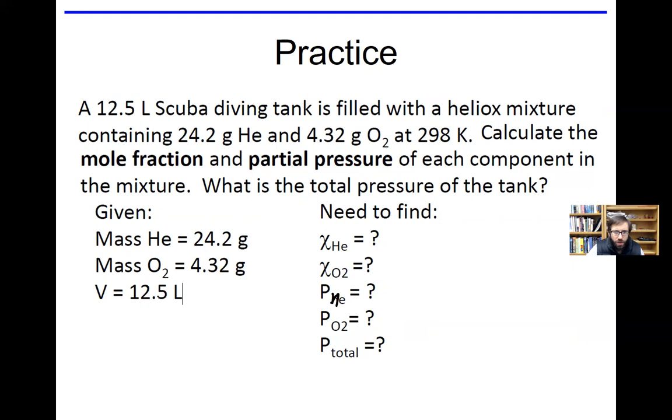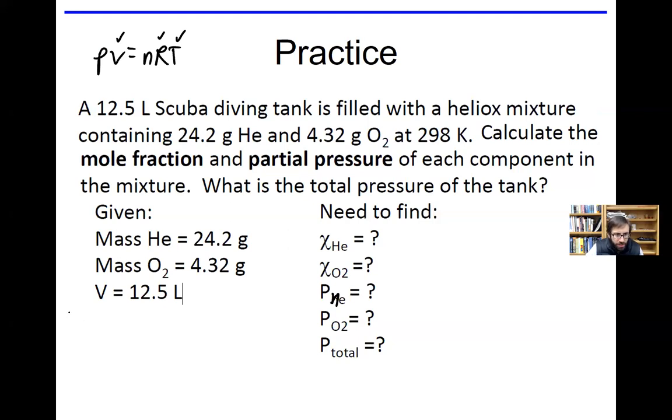And so we need to first calculate the total pressure. How are we going to calculate it? We're going to use P equals nRT, of course. And what do we have? Well, we always have R. We have V, volume's given to us. We don't have P, that's what we're trying to figure out. And we have T, 298 K. So that's looking good. But we don't have n, the total number of moles.